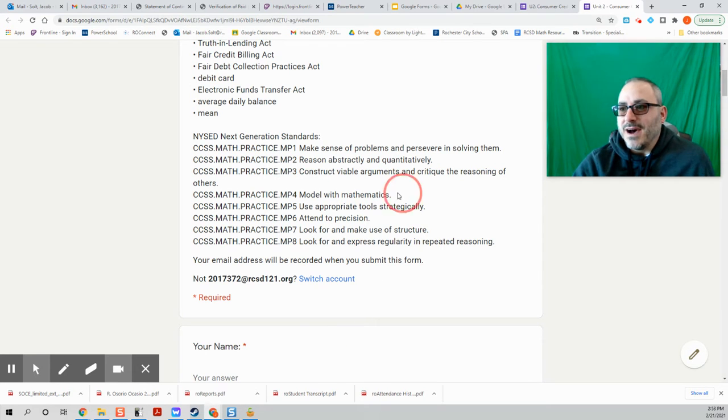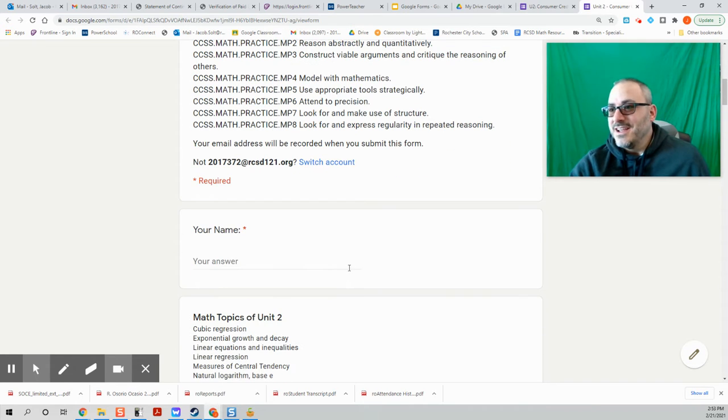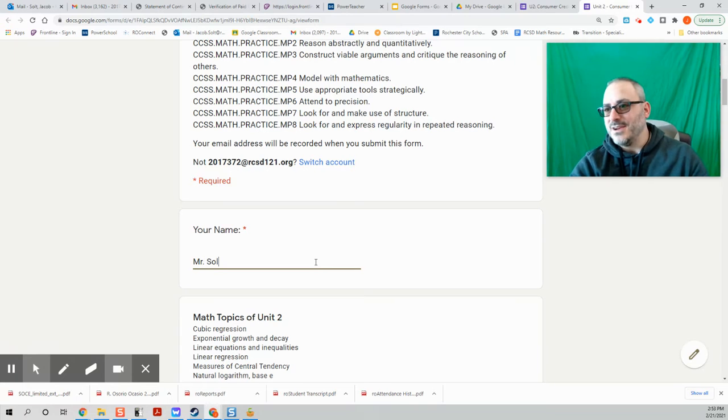We'll certainly be modeling with mathematics, right? We'll be attending to precision. We are going to be reasoning abstractly and quantitatively. And of course, what we do all the time is make sense of word problems and persevere in solving them. All right, so you're going to want to put your name right here, just like I am putting my name right there, where it says your name.